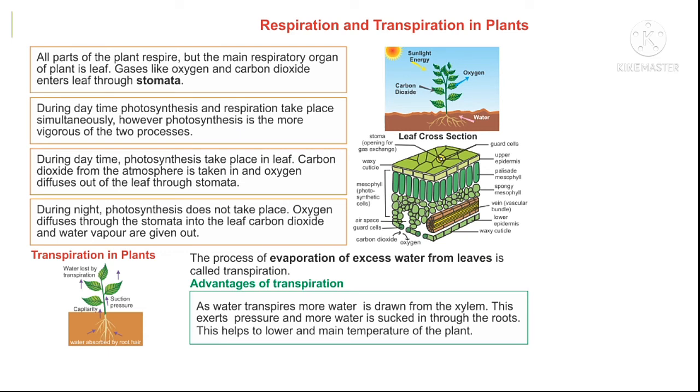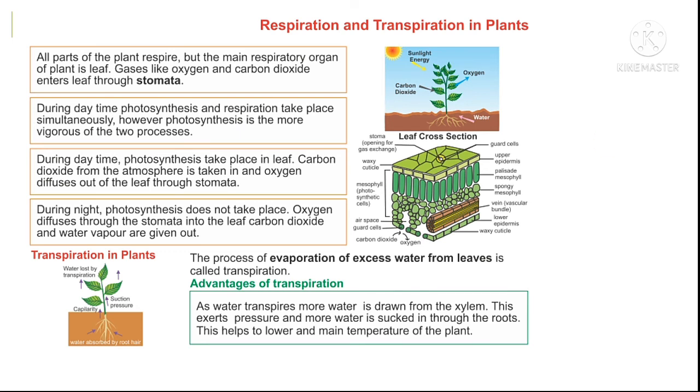During daytime, photosynthesis takes place in the leaf. Carbon dioxide from the atmosphere is taken in and oxygen diffuses out of the leaf through stomata. During night, photosynthesis does not take place. Oxygen diffuses through stomata into the leaf. Carbon dioxide and water vapor are given out. The process of evaporation of excess water from the leaves is called transpiration, which you have already studied.